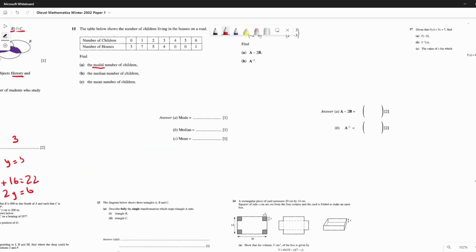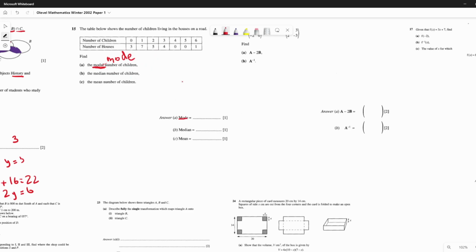Moving on to question number 15, the table shows the number of children living in the houses on a road. So we have 3 houses which have 0 children, we have 7 houses which have 1 child, we have 5 houses which have 2 children, we have 4 houses which have 3 children, and so on. So what is the modal number of children? So modal, or mode, which it says mode right here, so I should have just underlined this.